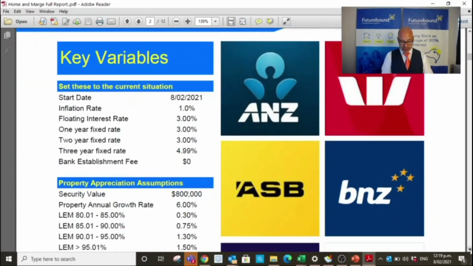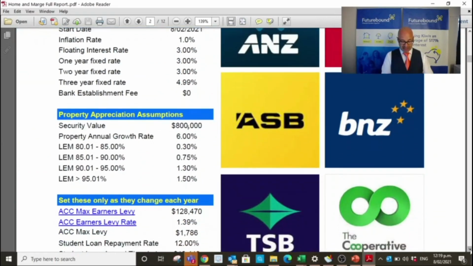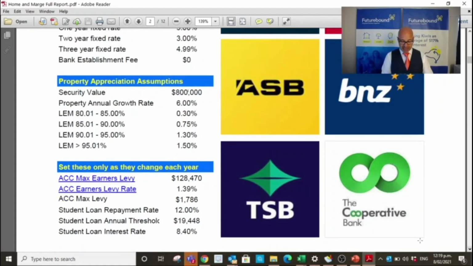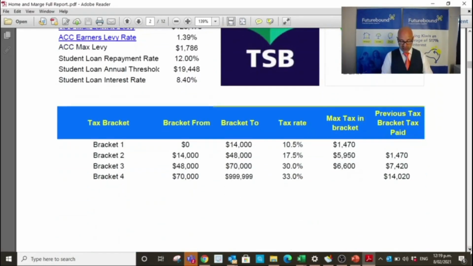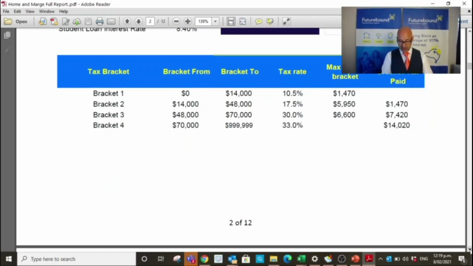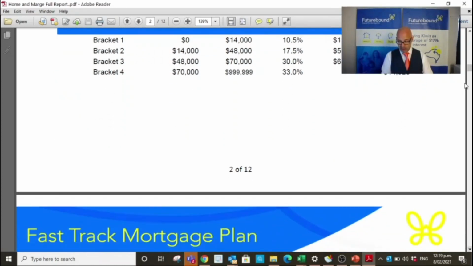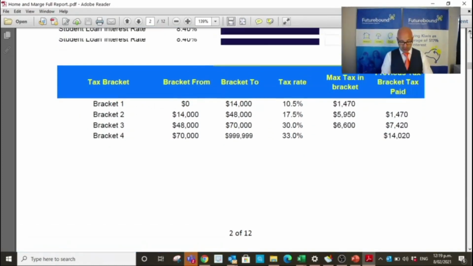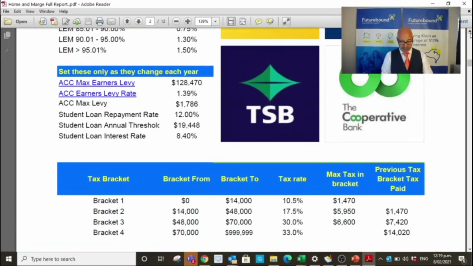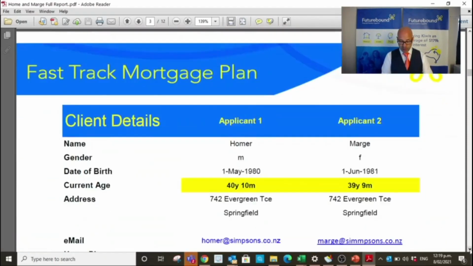Okay, so this first page here just shows you some of the base interest rates that we use, LEM rates if you have a low equity margin on your mortgage. The security value, you'll see, is the value of your house. In this example, it is $800,000. If you enter a different figure, then you'll see a different figure there. And then we have the tax brackets that we apply. Actually, did I miss student loan pay rates, ACC rates as well. So that's just some of the nuts and bolts of the report.